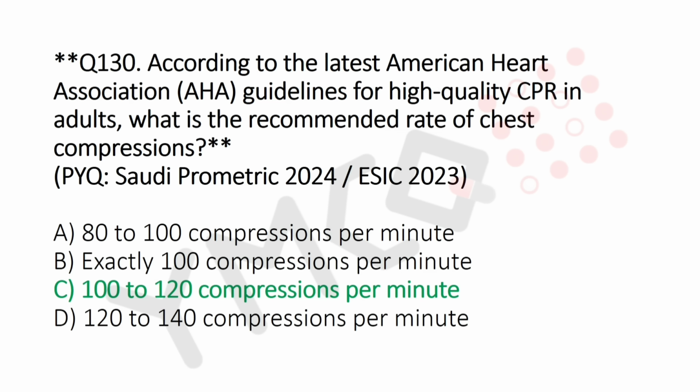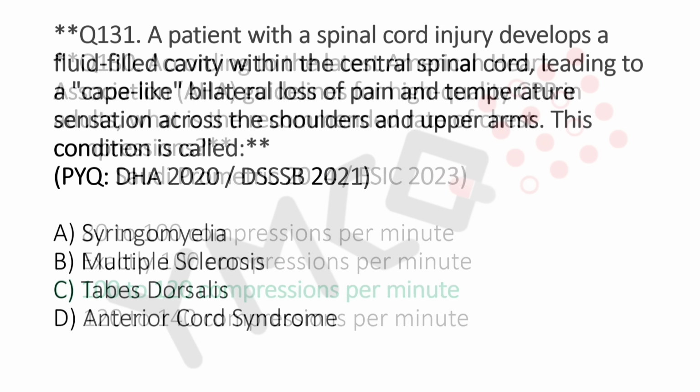The golden rule for CPR compression is 100 to 120 beats per minute. Push hard and push fast. Okay. Now let's move to question number 131.